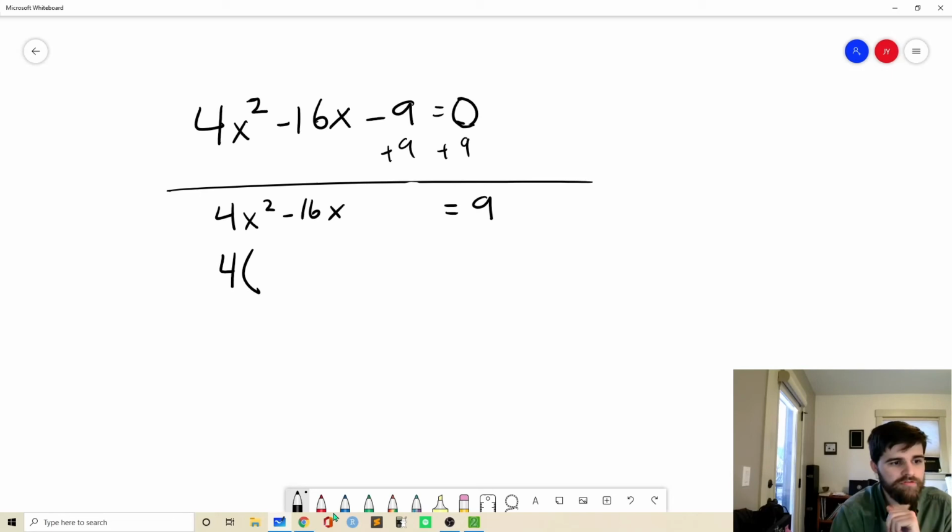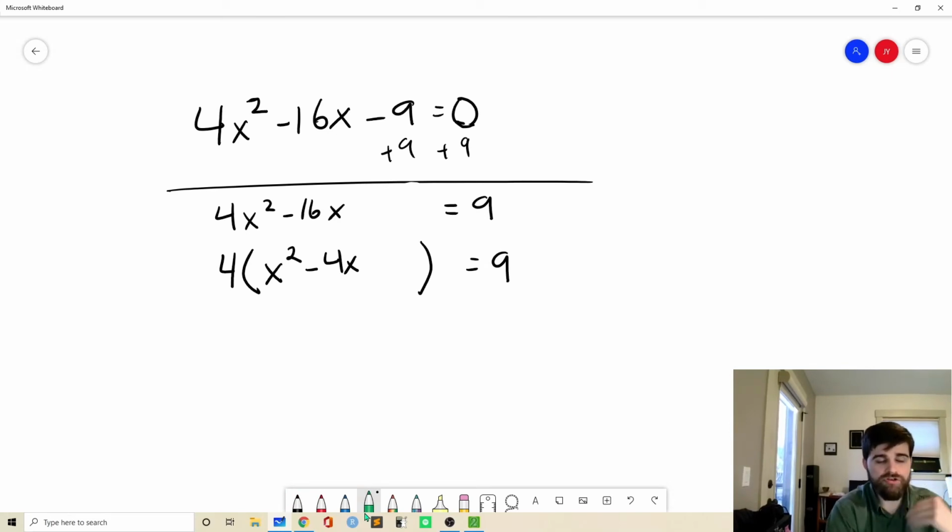We've seen this before from last class. I'm going to take a 4 out of the equation here. So we've got x squared now, and then I've taken a 4 out, so now we have 4x. So again, this is just me factoring out, undistributing a 4. If we use our distribution property, we'll see this is the same thing. 4 times x squared, 4 times negative 4x.